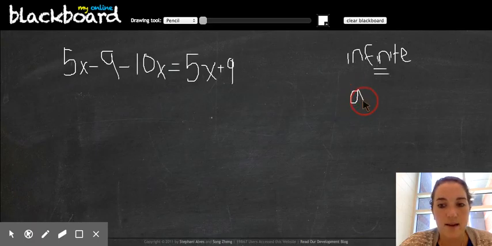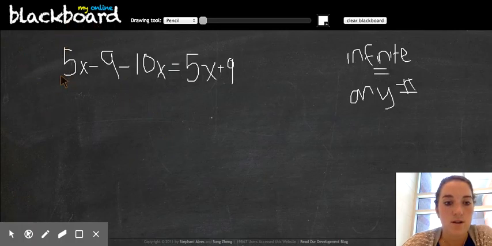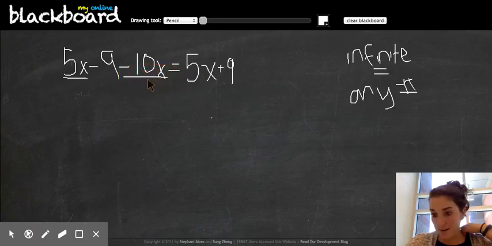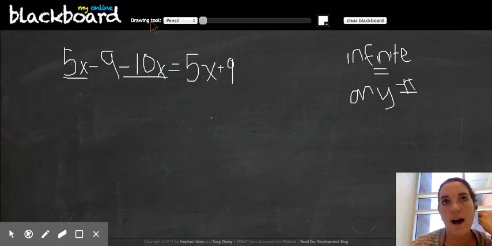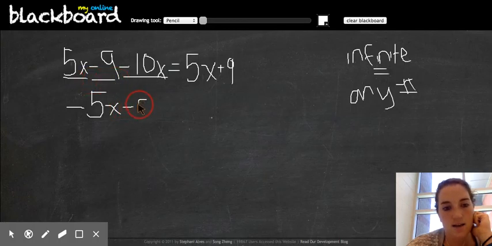All right, so now looking at our first problem. We have 5x minus 9 minus 10x equals 5x plus 9. So how can we simplify this so that it becomes easier to solve? Looking at our first side of the equation, is there anything that can be simplified on this side? Yeah, I can combine my like terms. Make sure that you keep that sign with the 10x. So I have 5x minus 10x. What's 5x minus 10x? It's negative 5x. And then we have minus, keep that sign, 9.